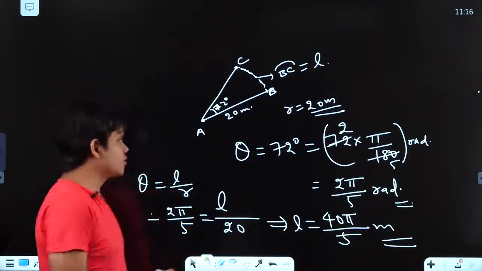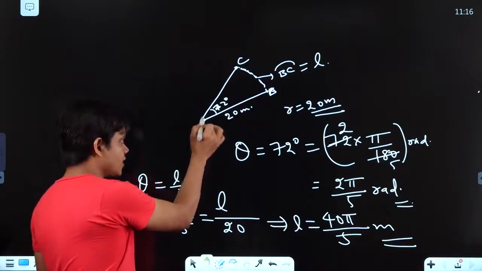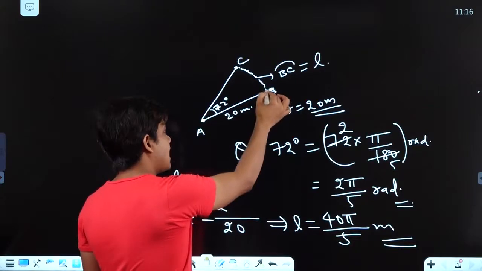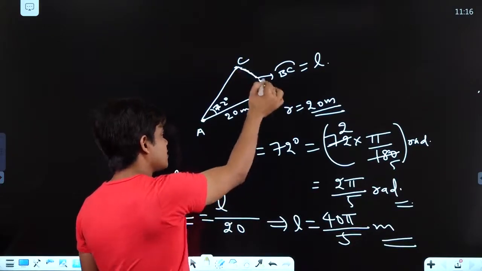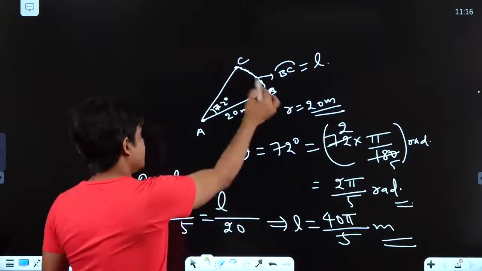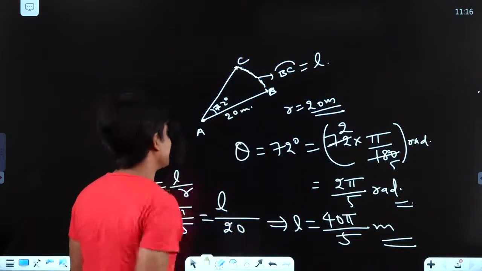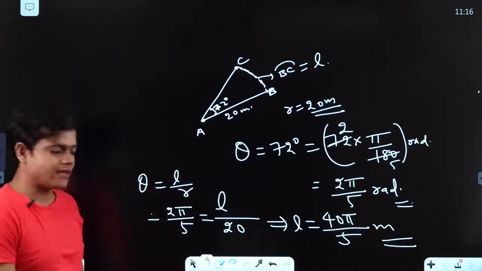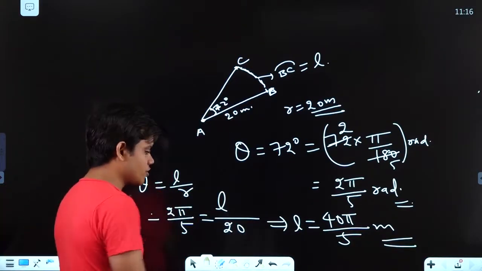Okay, what was the situation? The horse was tied over here, and a tight rope was there as a radius, and the horse was moving in a circular way and reached C, and this angle 72 degree has subtended. Then we can do this kind of questions also.